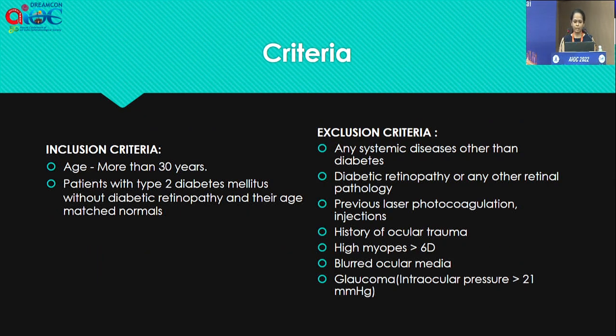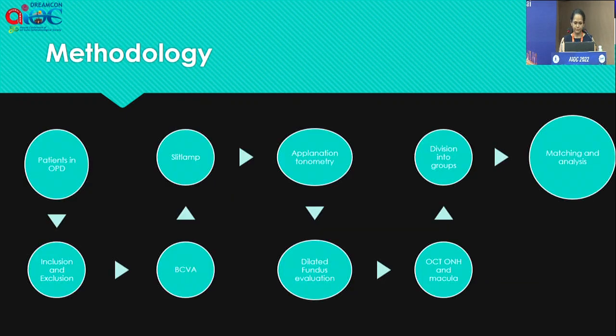The inclusion criteria were age more than 30 years, patients with type 2 diabetes without diabetic retinopathy. Exclusion criteria were any systemic disease other than diabetes, diabetic retinopathy or any other retinal pathology, previous laser photocoagulation or any injections, history of ocular trauma, high myopes, blurred ocular media, or glaucoma, which was an intraocular pressure more than 21 millimeters of mercury.